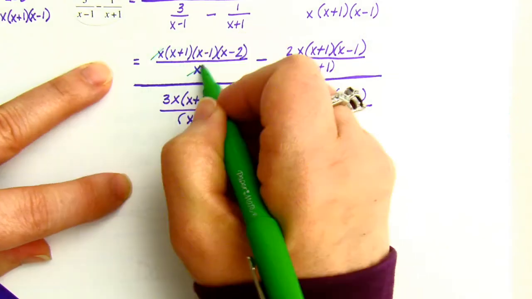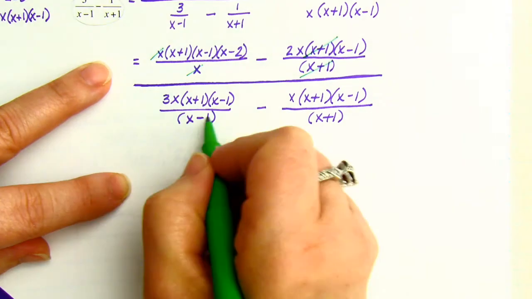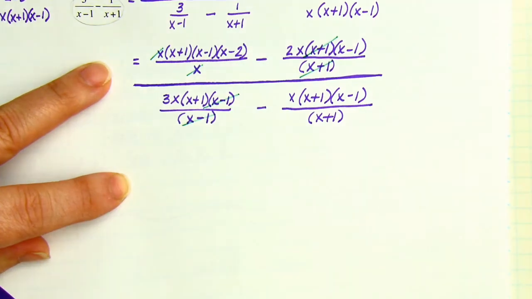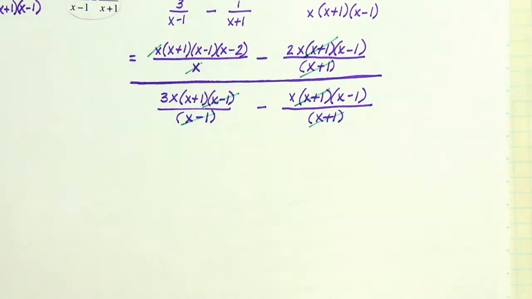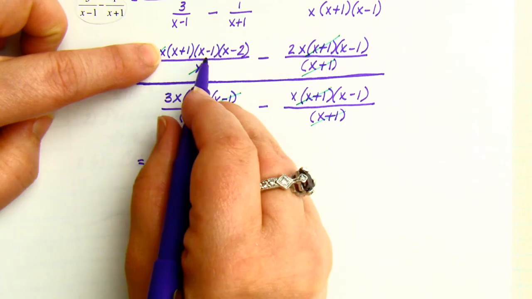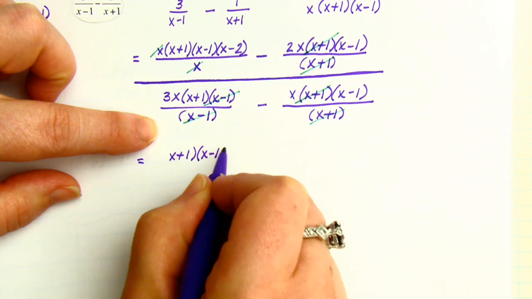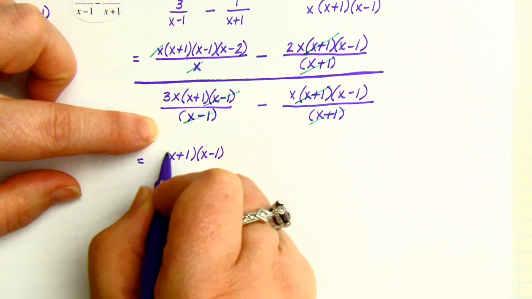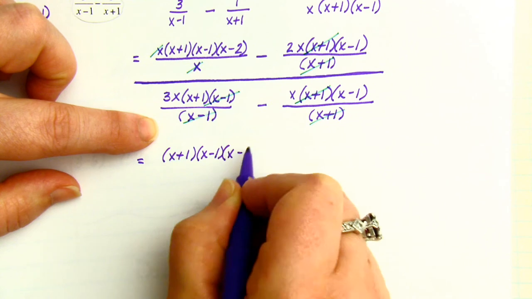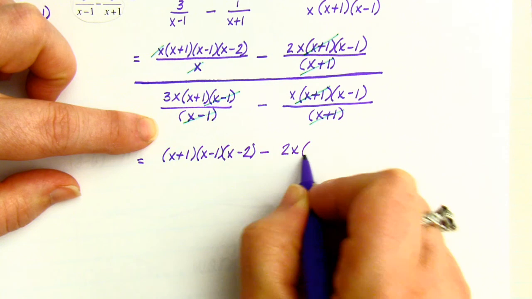These x's will divide out. This quantity x plus 1 will divide out. This x minus 1 divides out. And this x plus 1 divides out. So what do we got when we simplify this? Well, we've got x plus 1, x minus 1, x minus 2, subtract 2x times x minus 1.